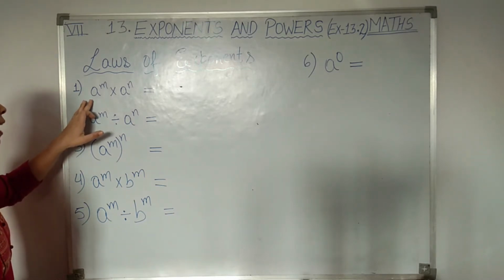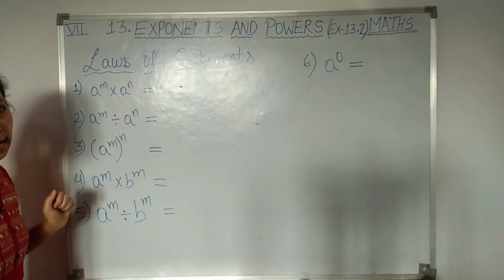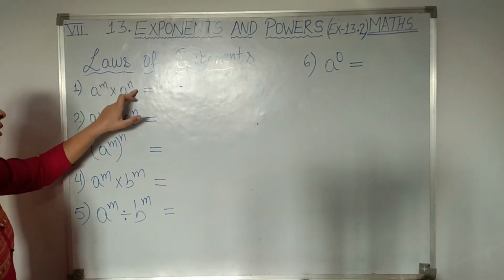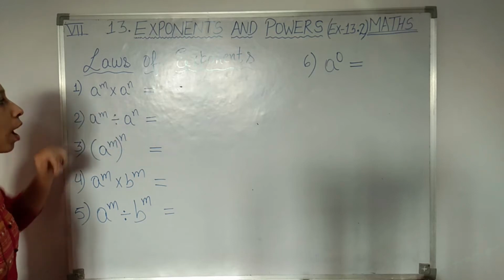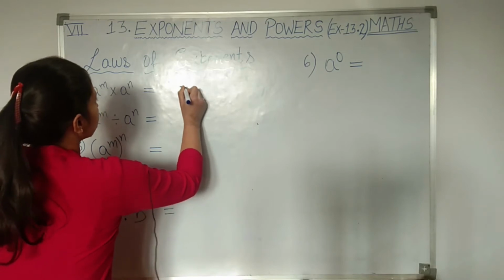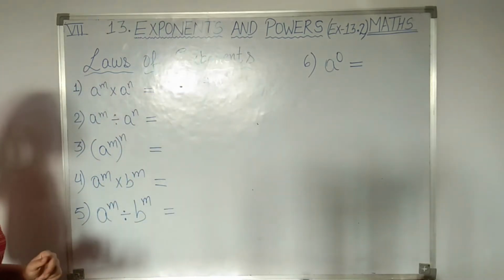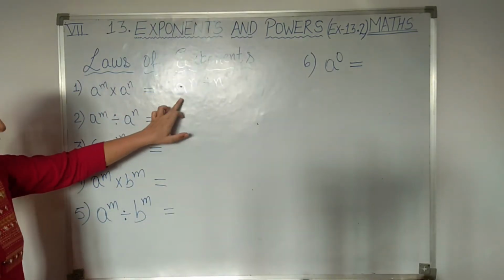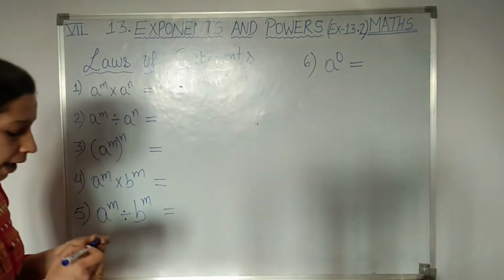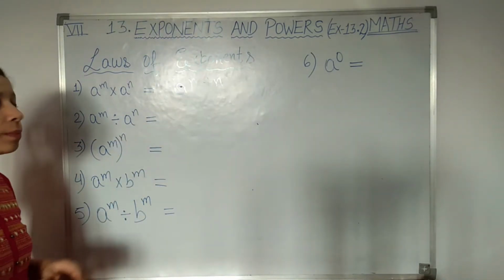The first law states that a raised to the power m multiplied by a raised to the power n. Students, here you can see the exponents are different, here it is m, here it is n, but the bases are same. So how are we going to do it? If such is the condition, then like this we are going to solve our question. What I have done, I have taken the base as common and the powers I have added. So a raised to the power m into a raised to the power n, the answer is a raised to m plus n. Powers will be added here.